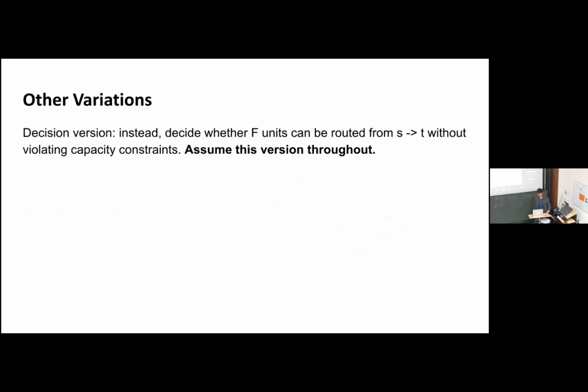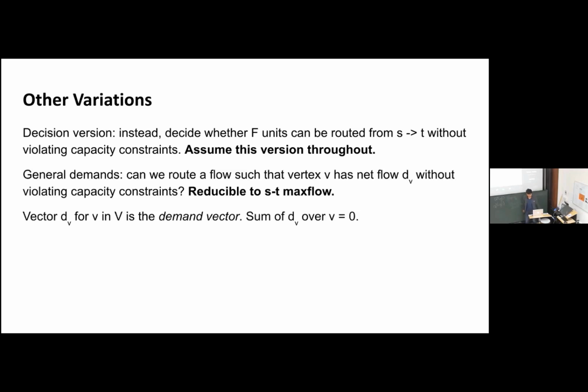There are a bunch of other variations that are useful to keep in mind. Maybe a more optimization way to think about this is we're just going to ask, can we route F units? So it's some decision version. We're going to use this primarily. And we're only talking about ST flows because general demands can actually be reduced to ST by adding a super source and a super sink. So we're going to focus on ST max flow.